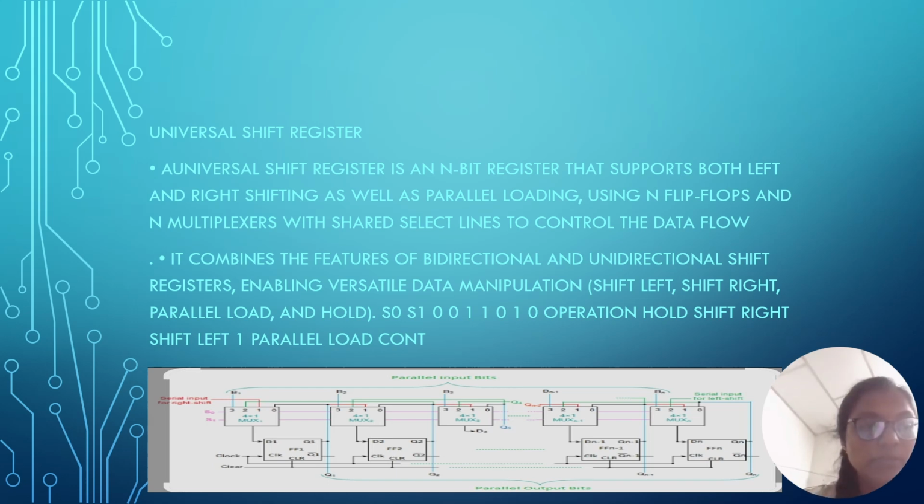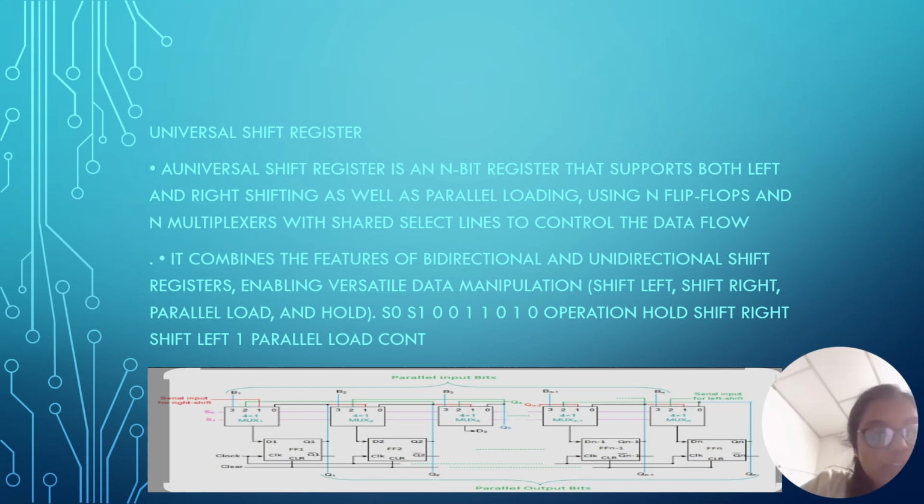It also has some types. One is hold for 00, shift right for 01, shift left for 10, parallel load for 11. Basic modes of operation: hold mode, shift left, shift right, parallel load. And control inputs: if S1 equals 0 and S0 equals 0, the operation will be hold. If S1 equals 0 and S0 equals 1, that is shift right.